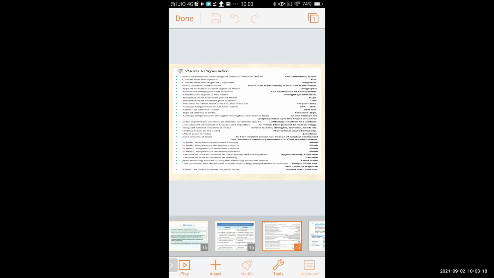State receiving rainfall during the retreating monsoon season, Tamil Nadu. Low pressure area developed in India due to the high temperature in summer is Punjab Plains and Thar Desert in Rajasthan. Rainfall in northeastern Brazil coast is around 1000 to 1200 mm.